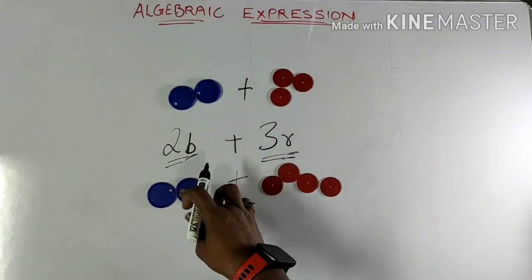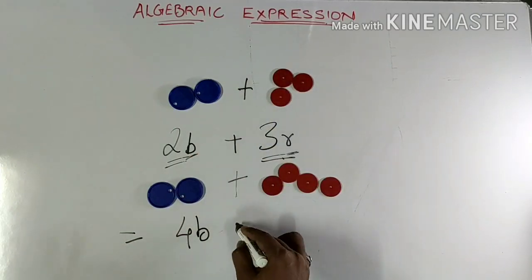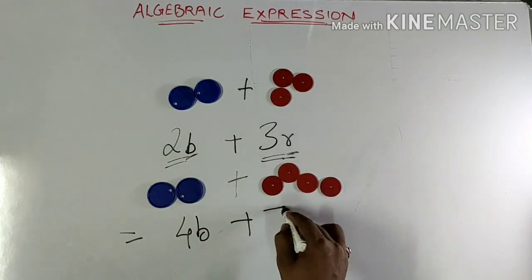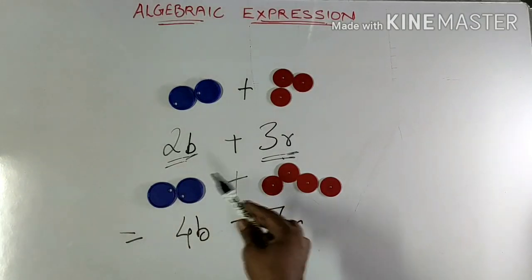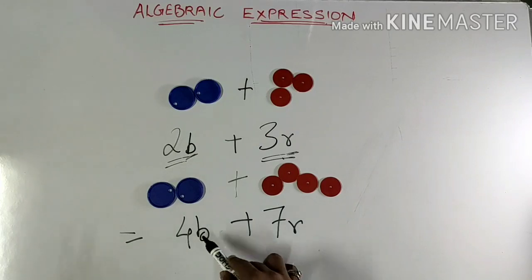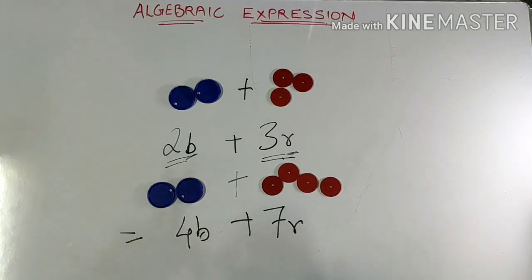So 2 and 2, the addition of these coins becomes 4 blue coins and 4 plus 3, 7 red coins. I cannot add 4 and 7 because they are different in color. So this term has a different variable and this term has a different variable. So you need to remember that.